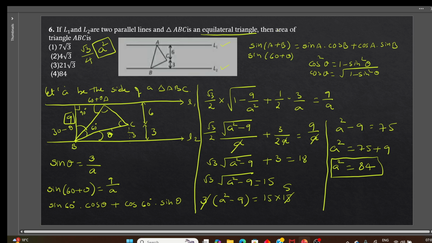But what is our question here? Area of a triangle. So the area of a triangle formula is root 3 by 4 a square. So root 3 by 4 times 84. 4 ones are 4, 4 twos are 8, 4 twenty-ones are 84. So our final answer is 21 root 3. Okay, 21 root 3. So 21 root 3 is the answer. Clear. Next question, what is the next question here?